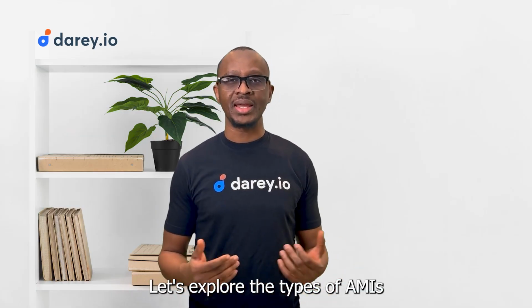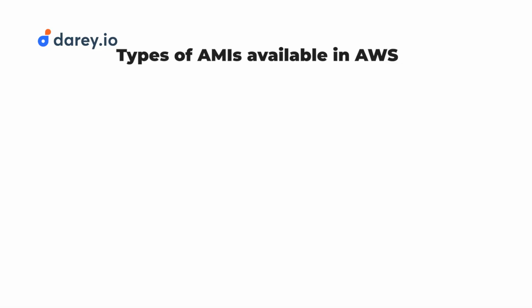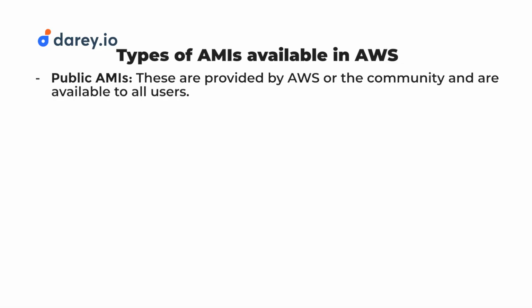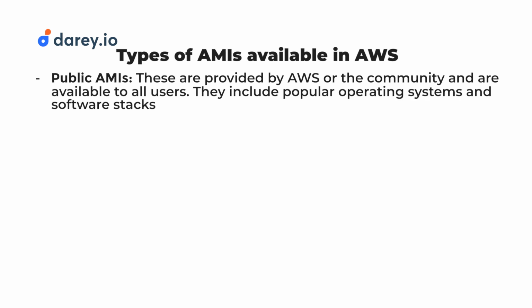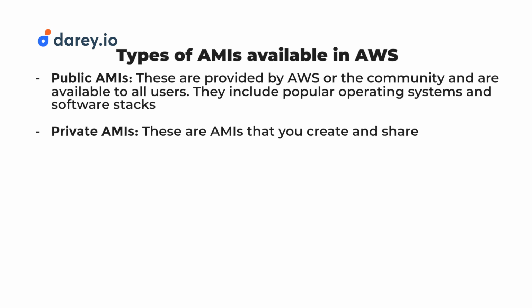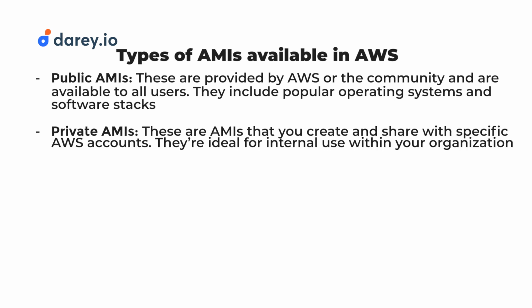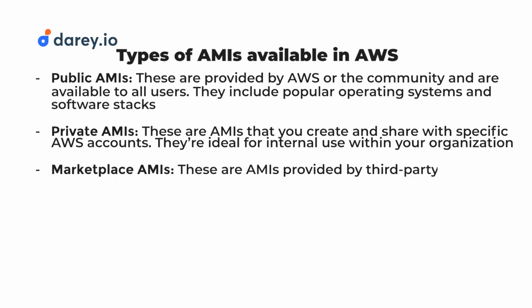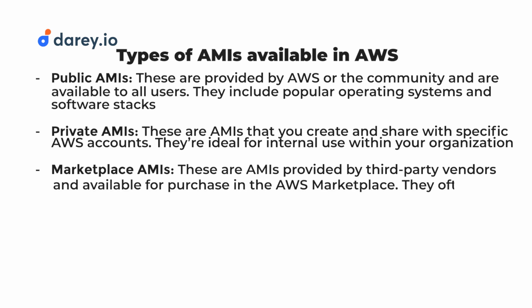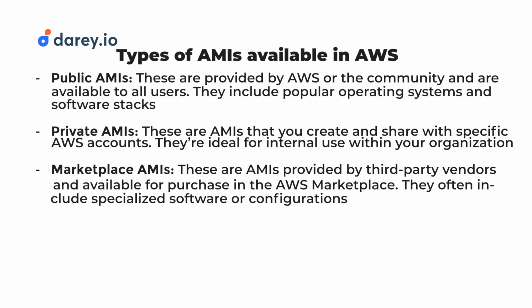Let's explore the types of AMIs available in AWS. Public AMIs. These are provided by AWS or the community and are available to all users. They include popular operating systems and software stacks. Private AMIs. These are AMIs that you create and share with specific AWS accounts. They're ideal for internal use within your organization. Marketplace AMIs. These are AMIs provided by third-party vendors and available for purchase in the AWS Marketplace. They often include specialized software or configurations.